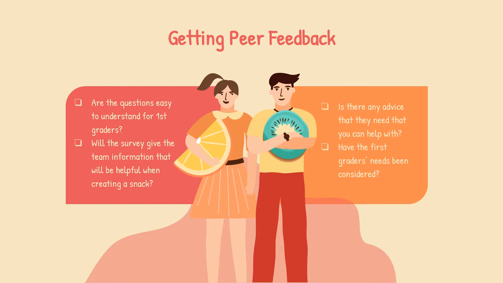So we have students looking at each other's surveys and giving each other feedback. So important things for teams to consider. Are the questions easy to understand for the first graders? Will the survey give that team information that will actually be helpful when creating the snack, or is it kind of random? Are there any things that they can help them with? And then have the first graders' needs actually been considered in the survey? So we're just trying to have students work with each other to think through, is this survey actually performing the function that it's intended to?